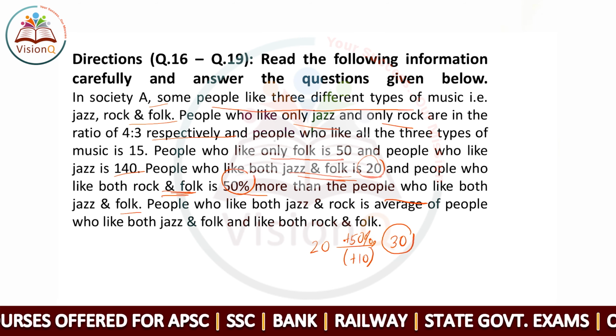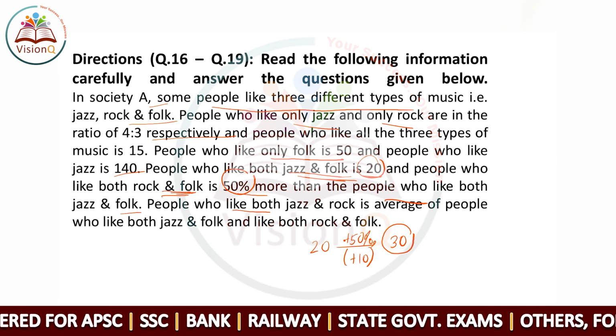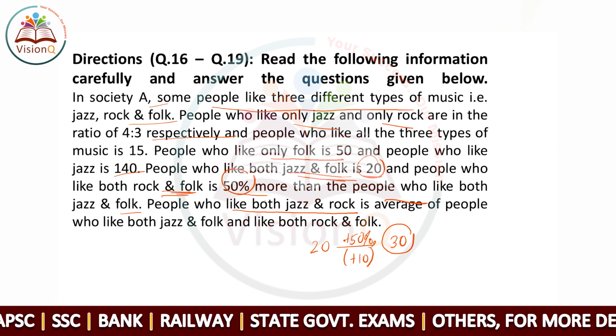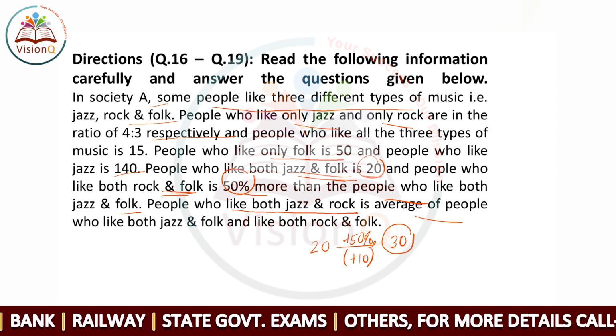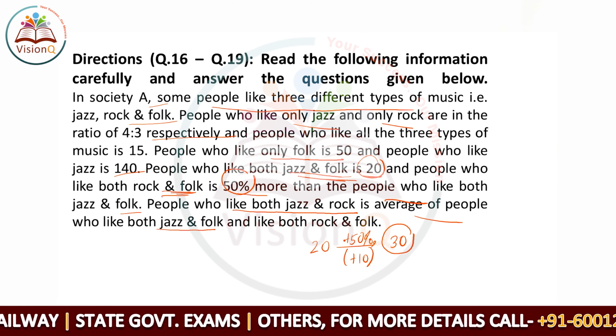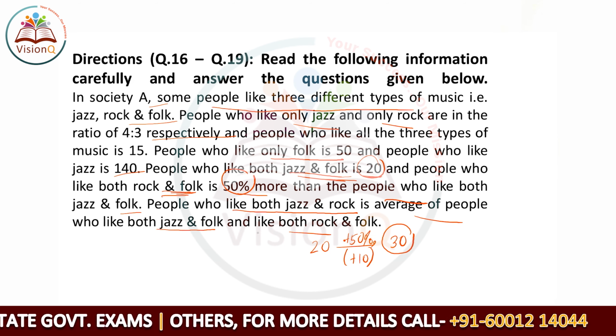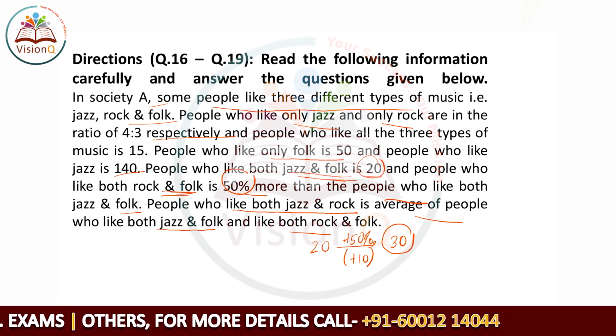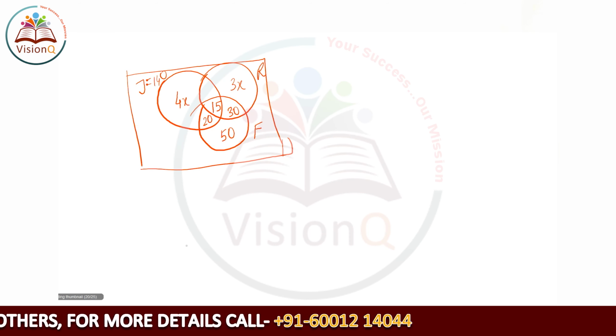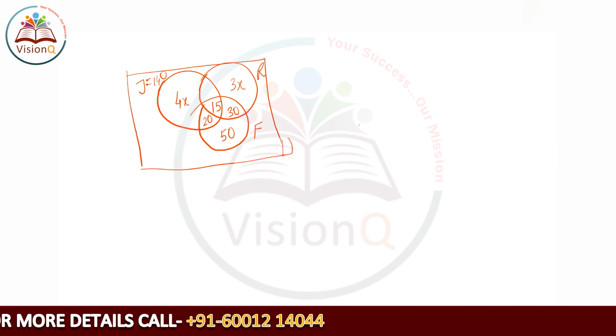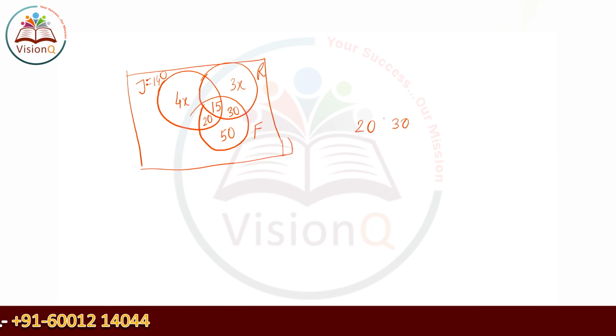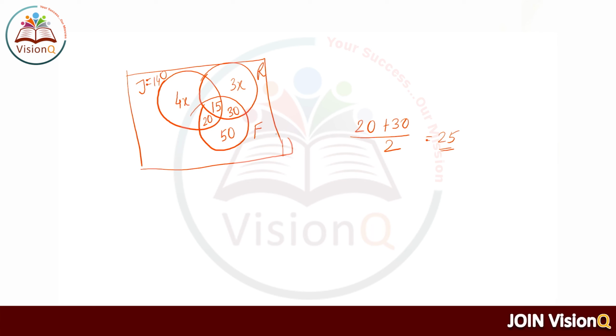Now next, last line is this: people who like both jazz and rock music. The value is the average of people who like both jazz and folk and who like both rock and folk. So how many people like jazz and folk? 20 people. And how many people like rock and folk music? 30 people. So average of these two will be 20 plus 30 divided by 2, which is 25. Now these are those persons who like both jazz and rock music. So this 25 will come here.